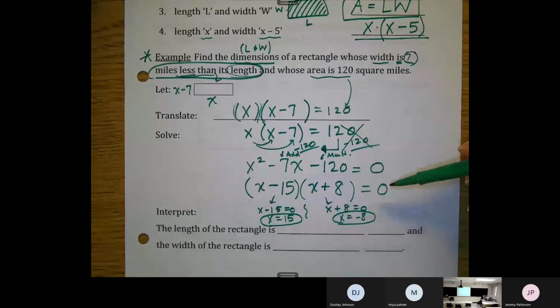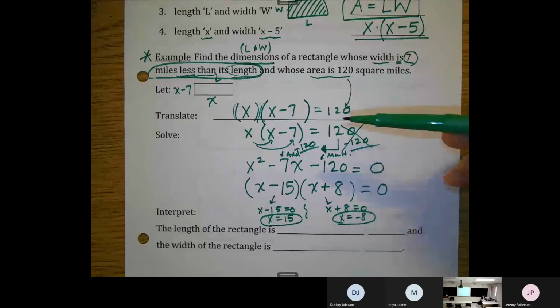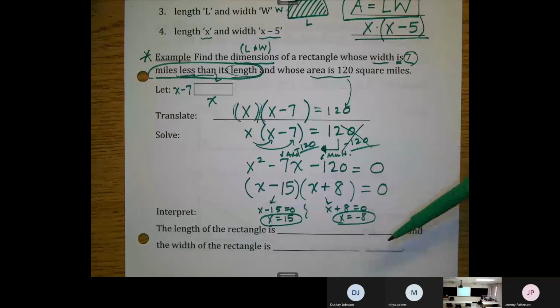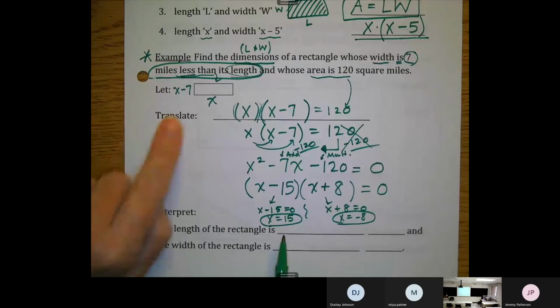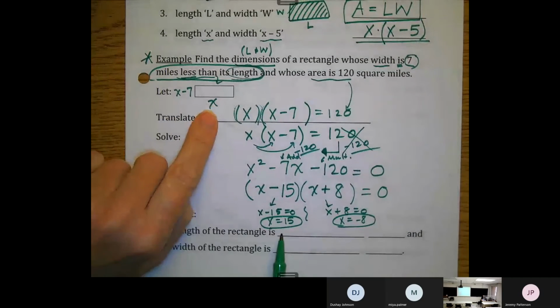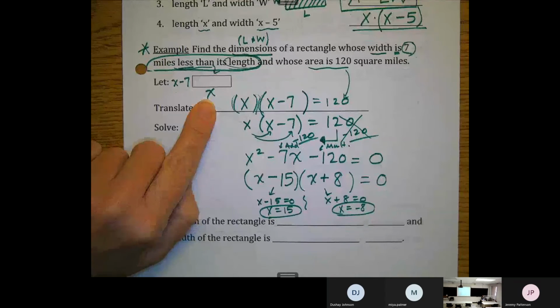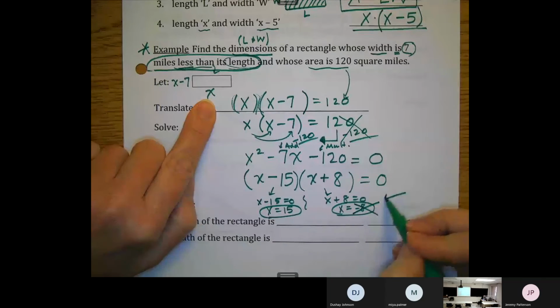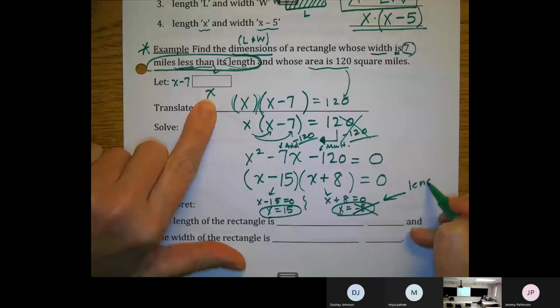The algebra looks great here. The degree was 2. We ended up with 2 solutions. So far, so good. However, in this problem, remember X stood for the length of a rectangle. One of these answers doesn't make any sense as the length of a rectangle. What do you think looks kind of fishy? The negative one? Yeah, a length can't be negative. So we're going to need to just throw out and disregard that -8.